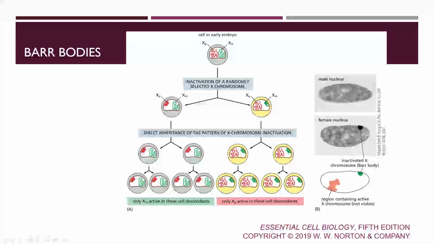And so effectively what you end up with is kind of a mosaic, where some cells in the female have X expressed from dad, some from mom. And actually, this is what you see in calico cats. So calico cats are female and they have that blotchy sort of pattern to them, which is pretty similar to what you would expect with the X chromosome gene expression.